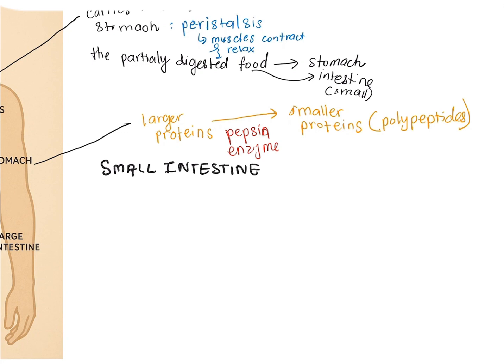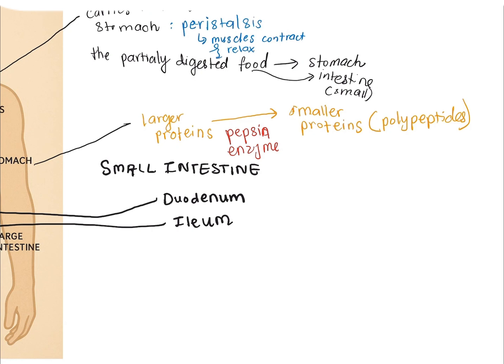Okay, the small intestine is made of two parts. The duodenum. How do you even pronounce that? Duodenum? Okay, let's call it duodenum. The duodenum is the first part of the small intestine, and the ileum is the main part of the small intestine. Okay, this is where the magic of absorption happens.